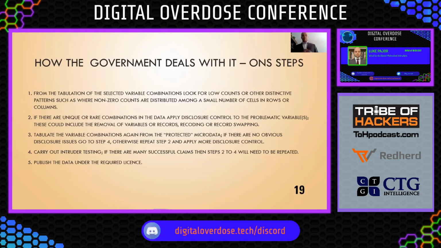Continuing on, they tabulate the variable combinations again from the protected microdata. If there are no obvious disclosure issues, then they skip to step 4. Otherwise, they repeat steps 2 and 3 and apply more disclosure control. Then they carry out intruder testing. If there are many successful claims, then steps 2 to 4 will need to be repeated. And of course, finally, naturally, they publish the data under the required license. And there are a variety of these, such as open and restricted.